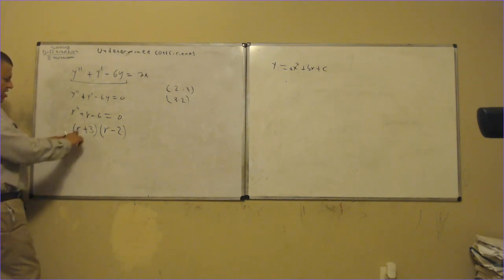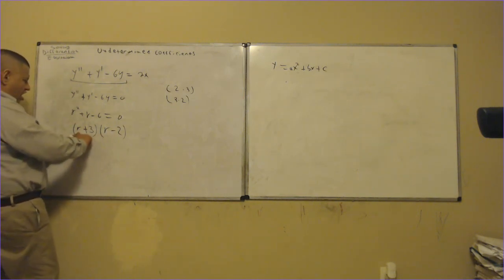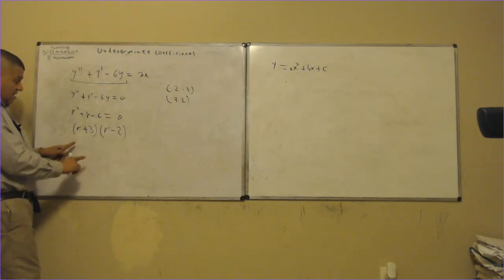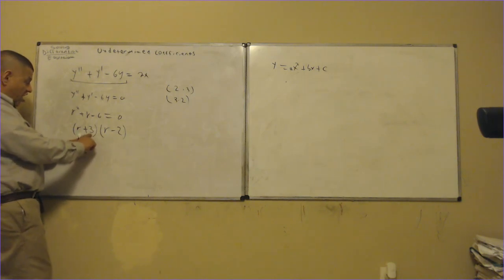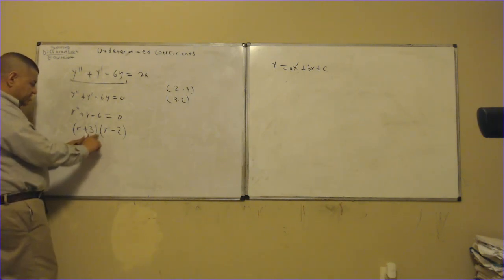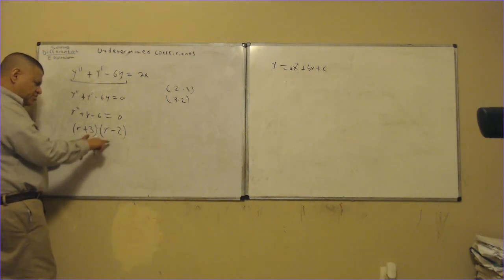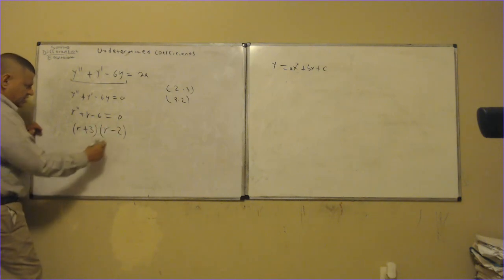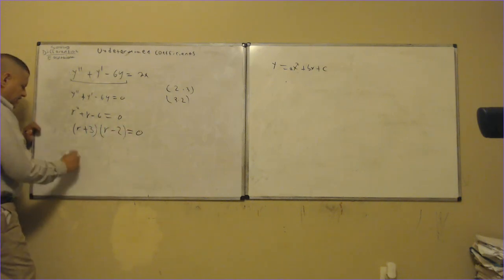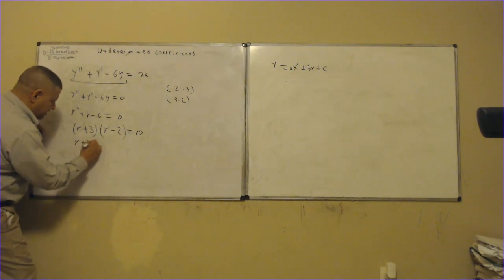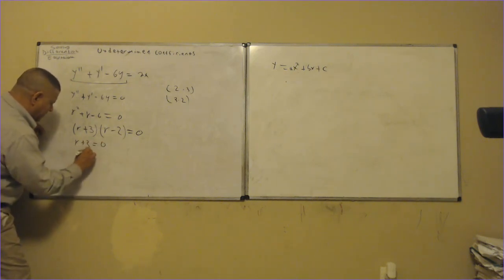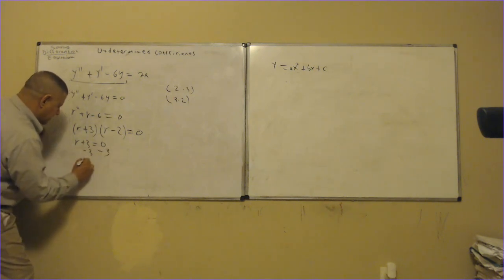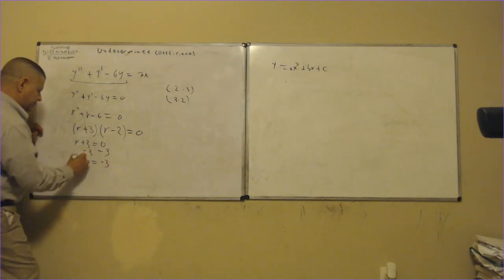Let's see what I get. r times r is r squared. r times negative 2 is negative 2r, right? Then 3 times r is positive 3r. Well, when I add those two, I get this. So this is the right thing. This is the right factoring. So now I set it equal to 0, right? Now I do r plus 3 equals 0. So therefore, subtract 3 on both sides, and I get r is equal to negative 3, right?